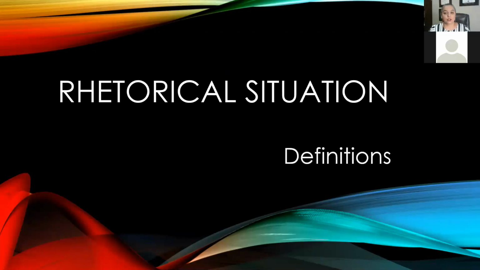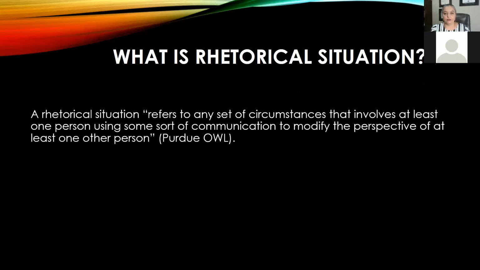What is a rhetorical situation? The rhetorical situation refers to any set of circumstances that involves at least one person using some sort of communication to modify the perspective of at least one other person. Or in simple words, a rhetorical situation refers to any set of circumstances that lead to the creation of a piece. So anything that has an impact on the piece that we are reading or writing, that situation, those circumstances are referred to as a rhetorical situation.